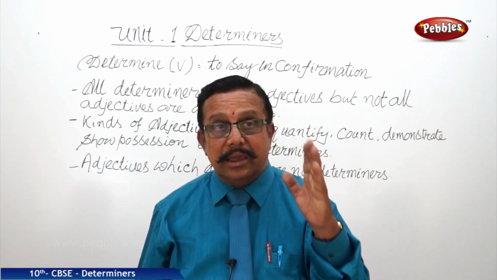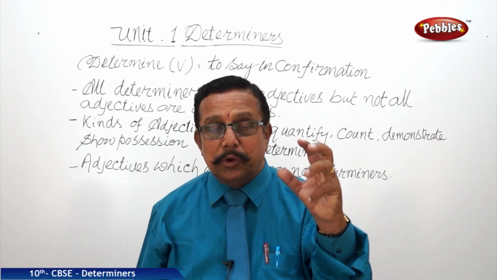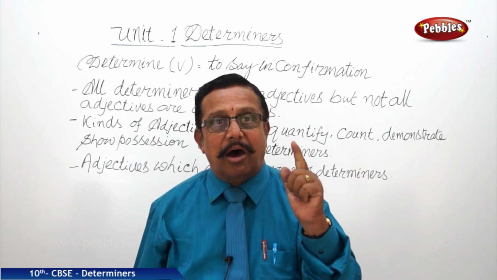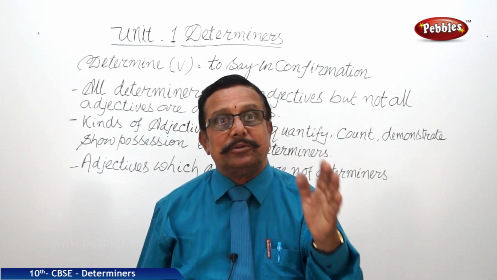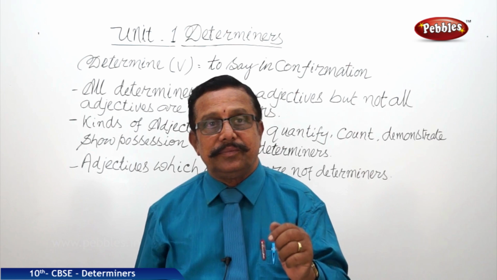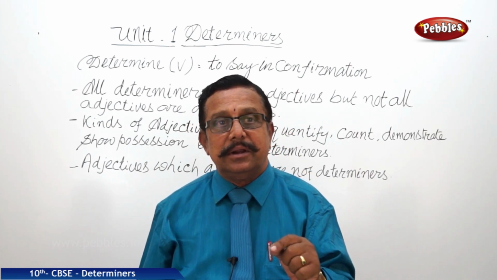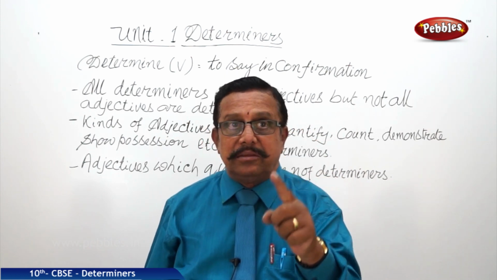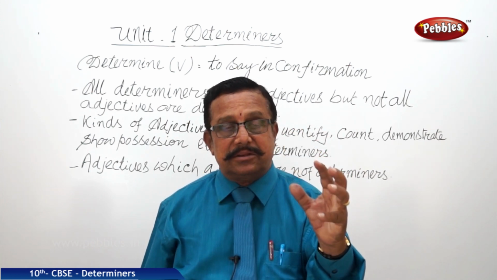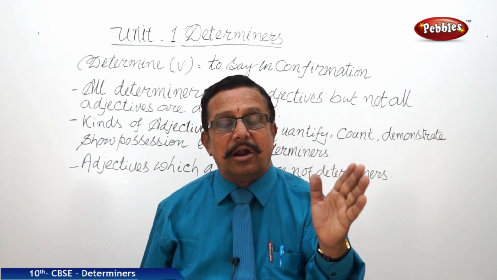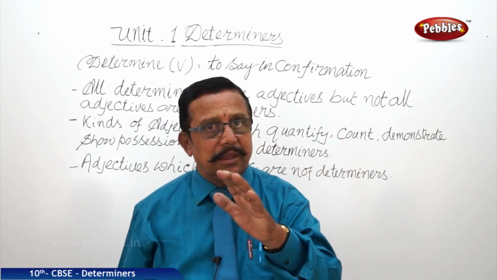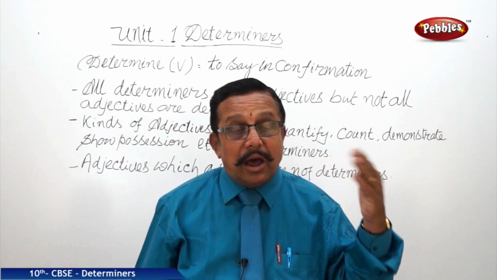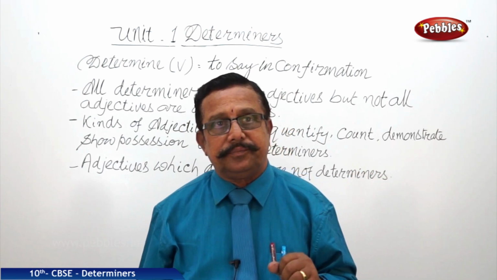Once again, if a word, a group of words, a part of a sentence, or a clause speaks about the noun, it is an adjective. If it is only a single word, it is an adjective. If it is a group of words, it is an adjective phrase. If it is a part of a sentence or a clause, it is called an adjective clause. That we know. Now, out of this, what are the determiners we have to find out?